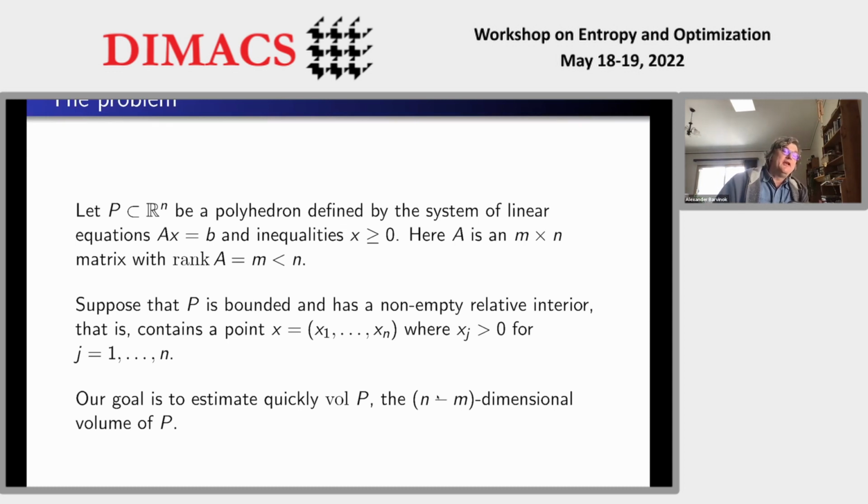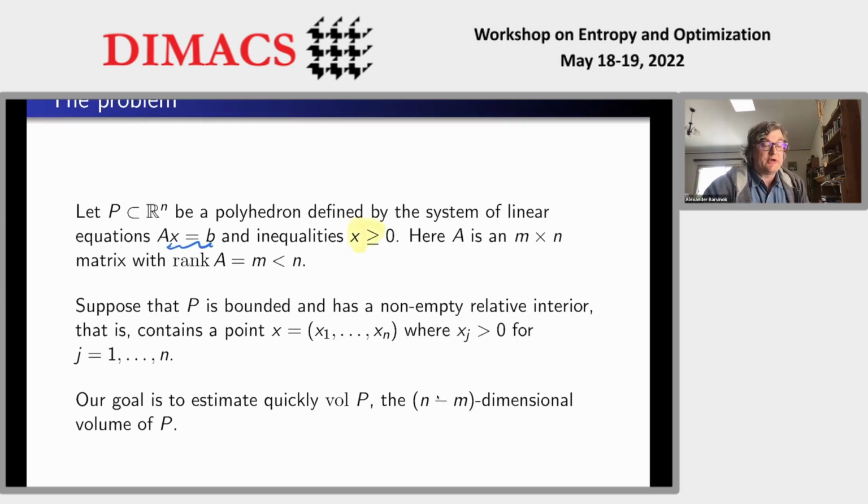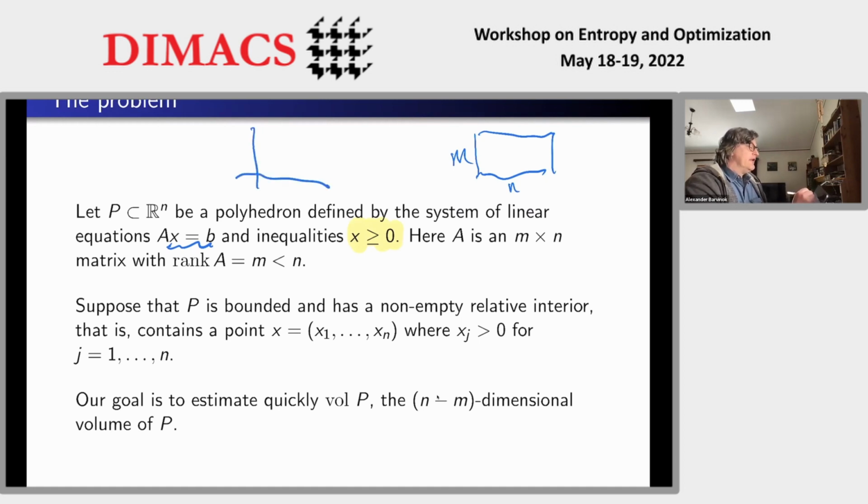The polyhedron is given by a system of linear equations and inequalities, which are meant coordinate-wise. The matrix A is an m by n matrix of full rank. And so we get a picture looking something like this, in dimension 2.